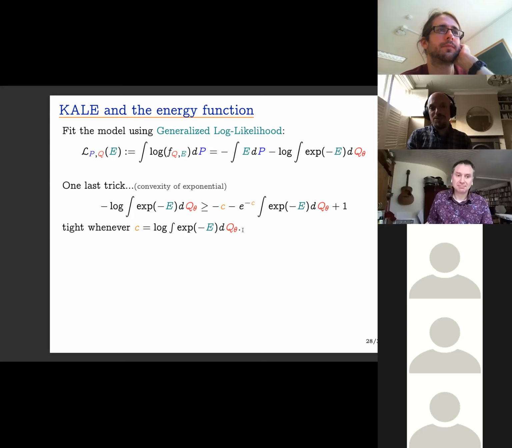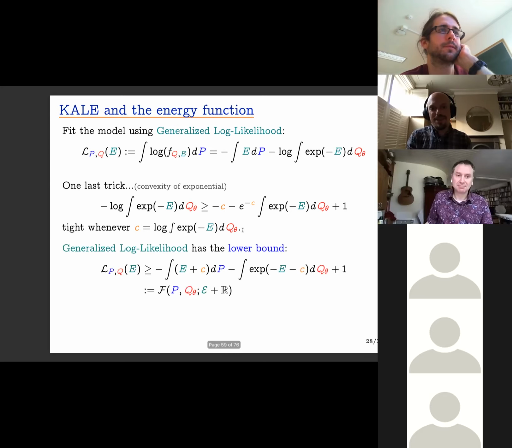So let's substitute in this lower bound. And here I've got minus E_P of (E plus C) minus E_Q of e^(-(E plus C)) plus 1. And now this is the KL. So basically a lower bound on the generalized log likelihood, and remember we're maximizing this lower bound, is the KL divergence, so the critic function from the GAN from before.